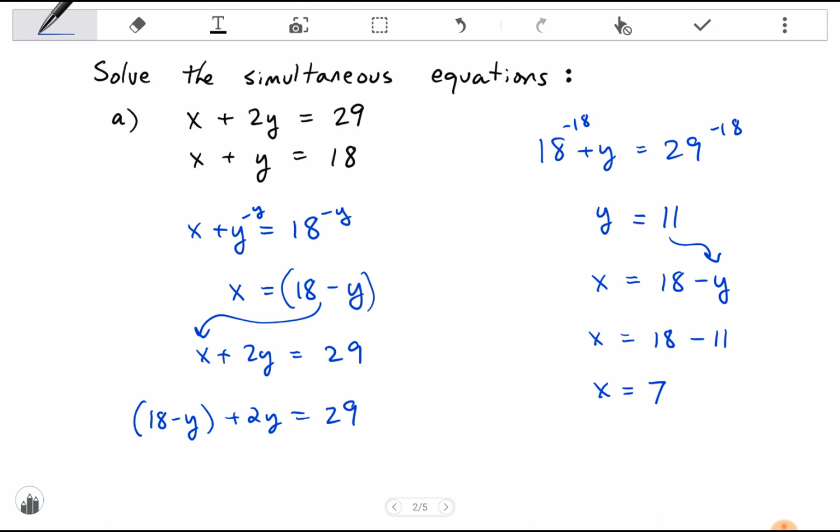So this method is called substitution. And what we're going to do is two more problems, but we're going to try elimination instead.